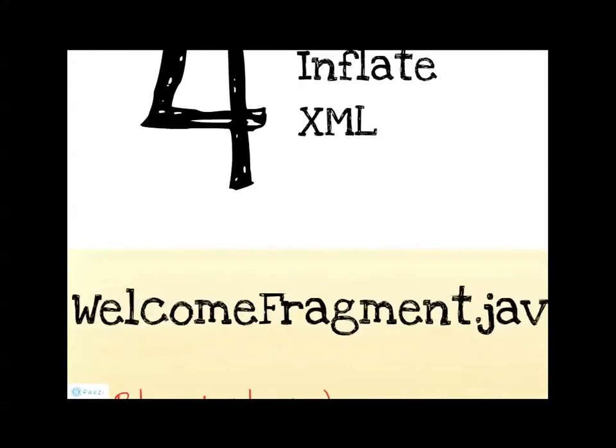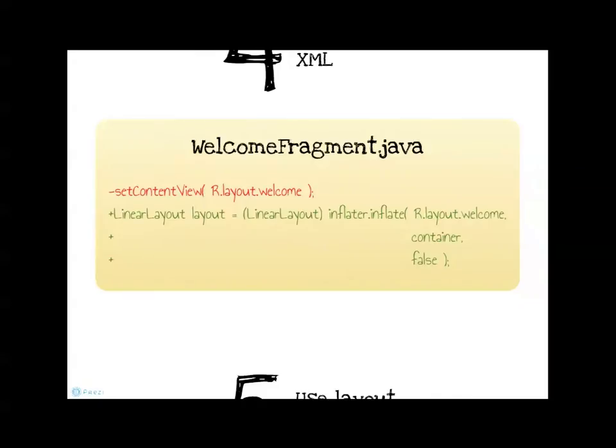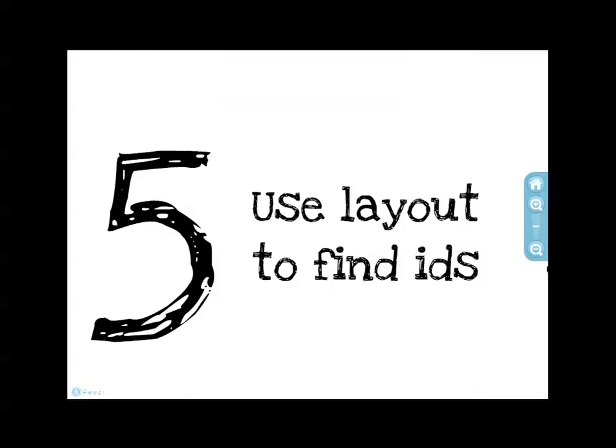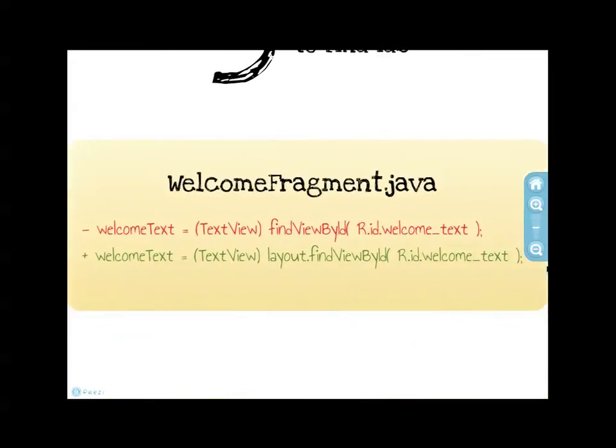So like I mentioned, you're going to inflate the XML. This is what the activity was previously looking at. Now the fragment's going to be using it. And then now that we have a reference to that layout, we're going to do layout.findViewById instead of just the activity using findViewById.